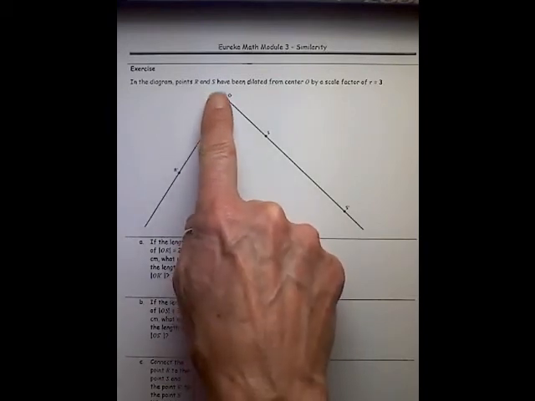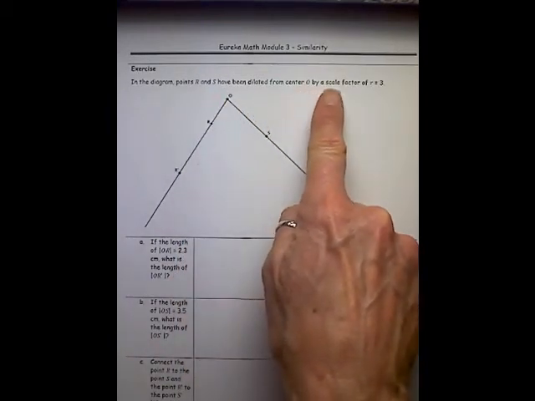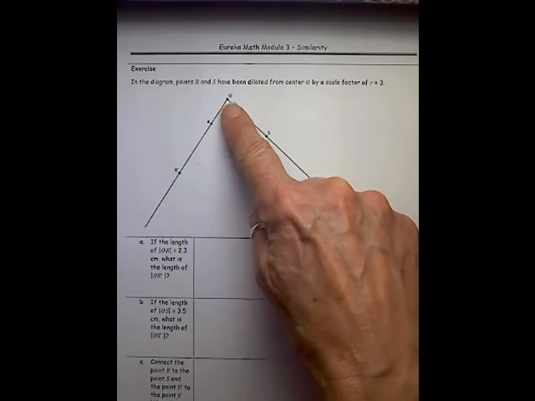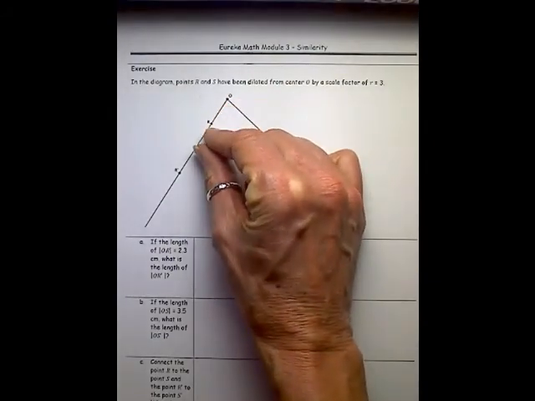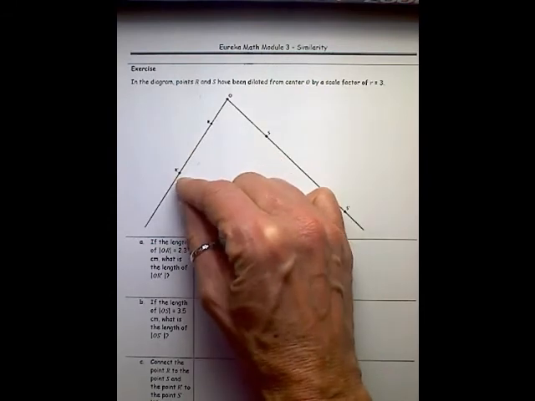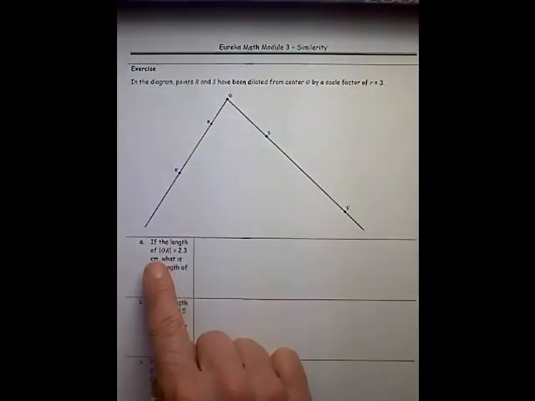In this diagram, points R and S have been dilated from center O by a scale factor of 3. So OR, scale factor of 3, and you have OR prime. If the length of OR is 2.3 centimeters, what is the length of OR prime?